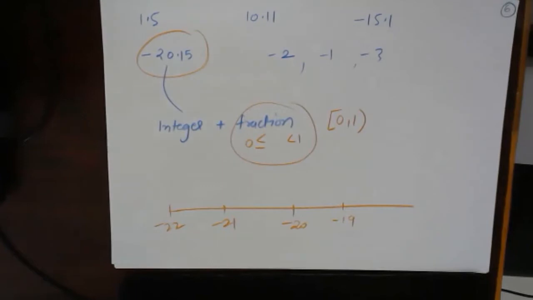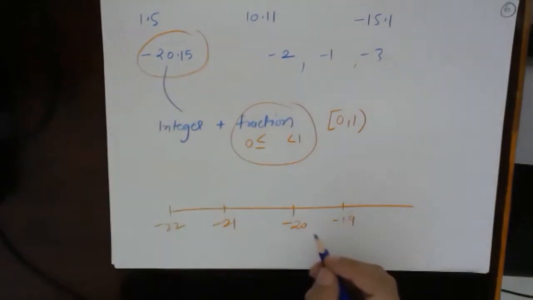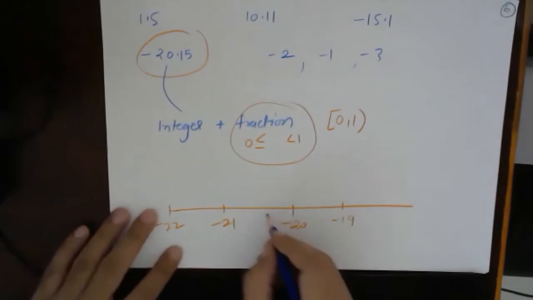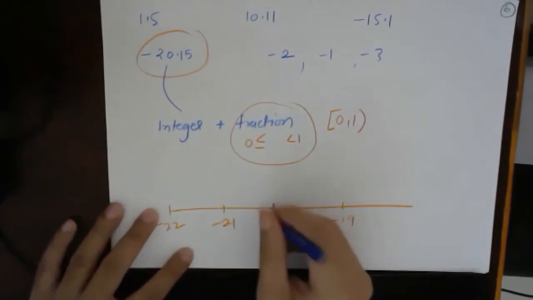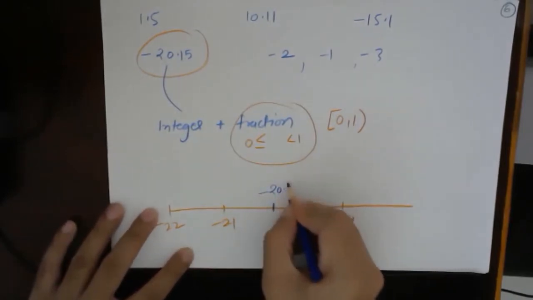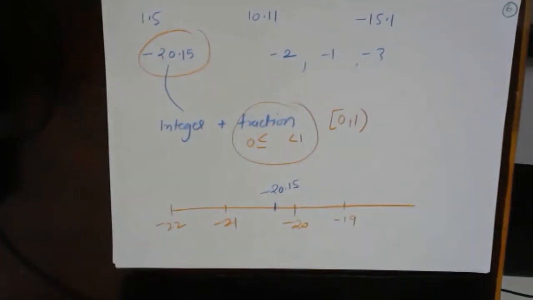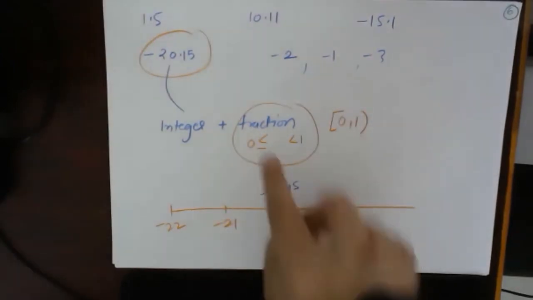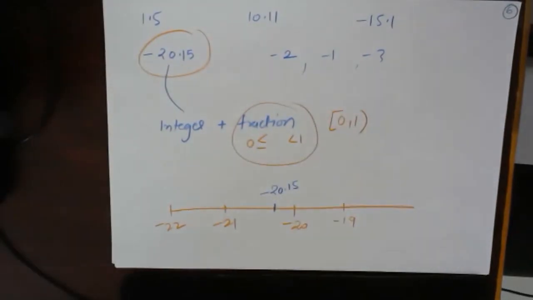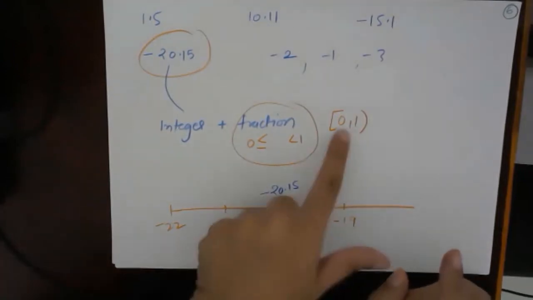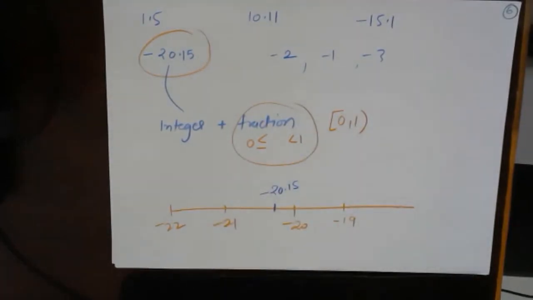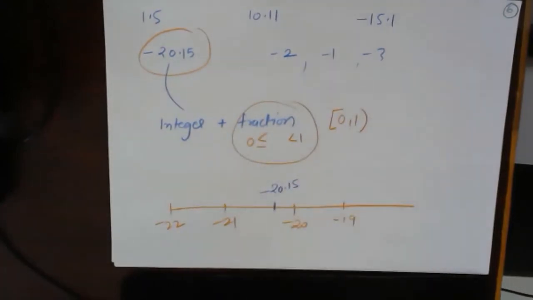Okay. Now see, minus 20.15 will lie where? It will lie somewhere here. So this is the number minus 20.15. Now, I have already defined, already fixed, that the fractional part will be positive and the fractional part will be between 0 to 1. There is no change in this. Nothing will change. The fractional part will always be between 0 to 1.